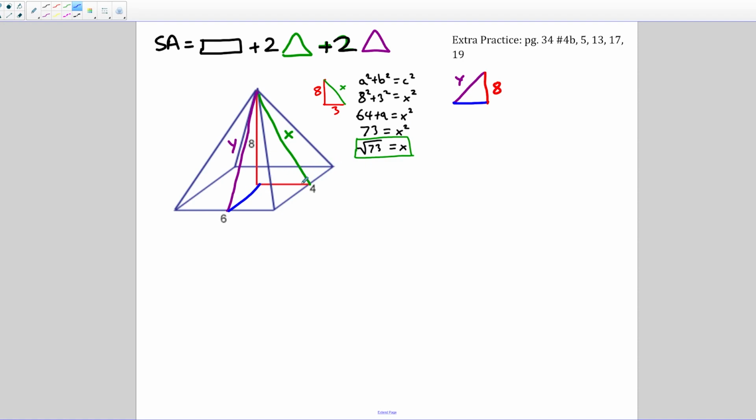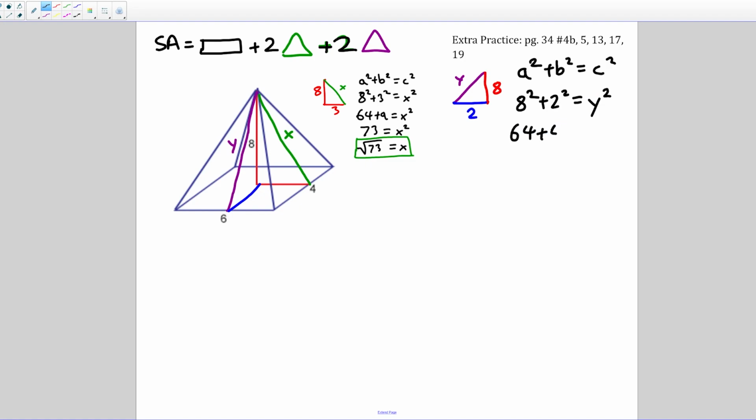Since we know that this entire length would be 4, and if we're starting off this blue line here in the middle, then this blue line would only have a length of 2. Once again, using Pythagorean theorem, a squared plus b squared is equal to c squared. We can fill it in with all of our values. 8 squared plus 2 squared is equal to y squared.